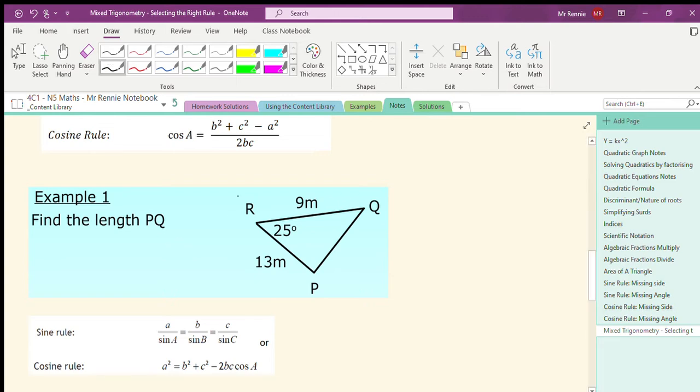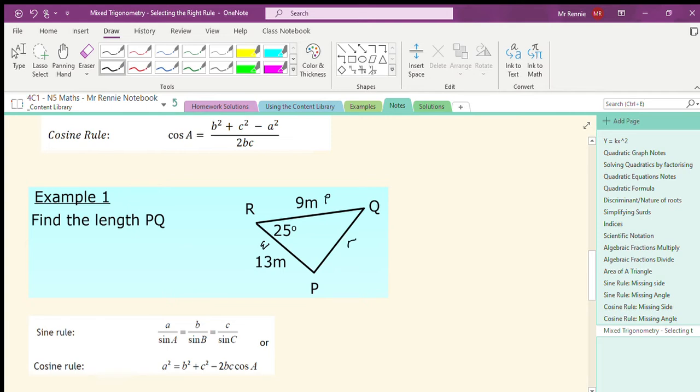So we've got our capital letters P, Q, and R at our angles. Opposite angle P will be length P, so length P is going to be there. I know length P. Opposite angle Q is going to be length Q, and opposite angle R is length R.